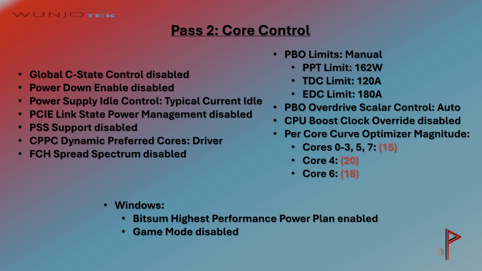The negative magnitudes here are based on my best boost cores. Number 1 and number 2 are, for me, core 4 and 6, so I chose a greater undervolt for those and left the others at negative 15. These Windows settings echo my BIOS settings.